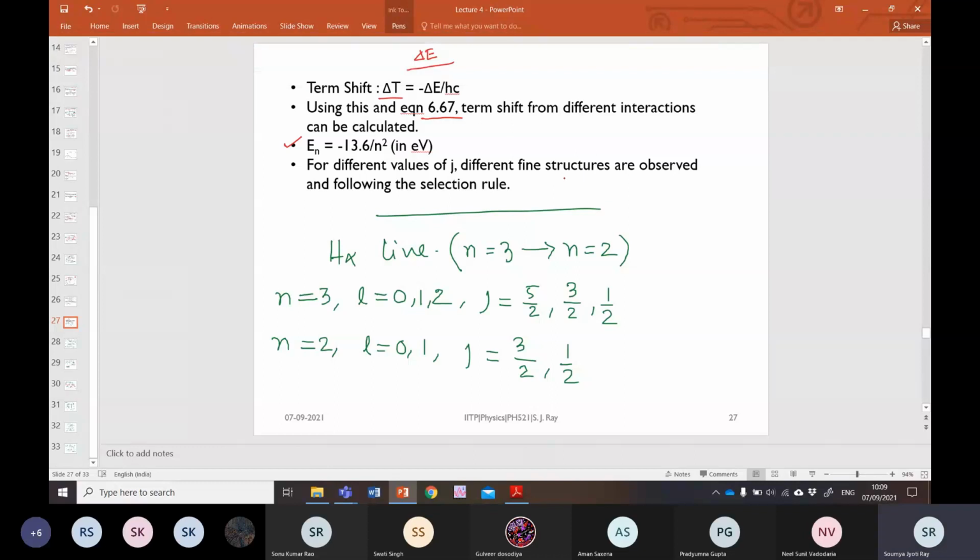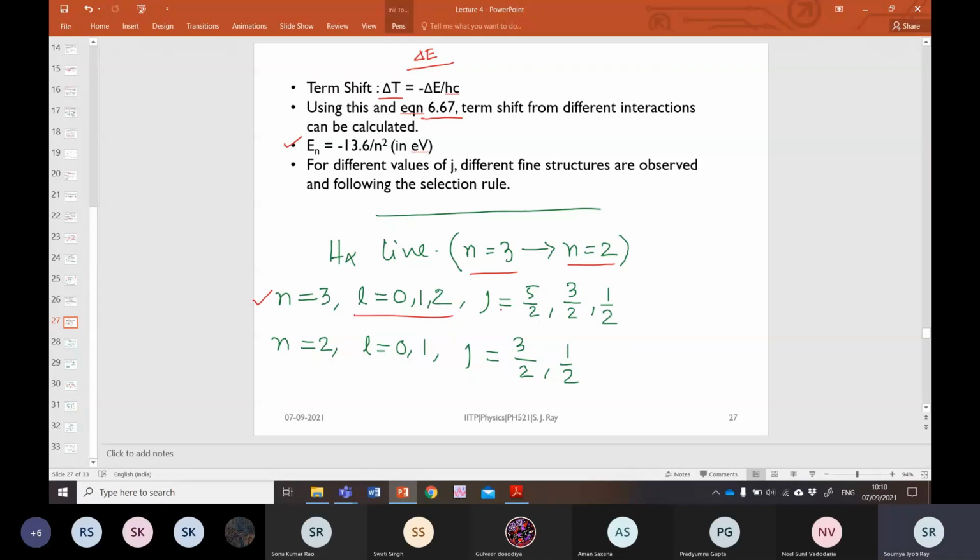So now we'll look into this. What are the fine structure levels that are arising in this case? Let us first say there is a transition from n equal to 3 to n equal to 2. The corresponding spectral line is usually also denoted by H alpha line. Now here for n equal to 3, as you know, the possible values of L will be 0, 1 and 2. Why? Because the value of L will start from 0 to a maximum of n minus 1, that is 2. So 0, 1, 2 are the allowed values of L for n equal to 3.